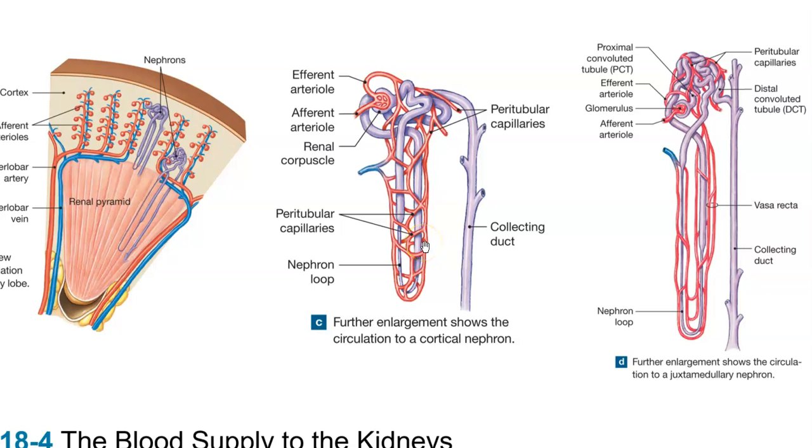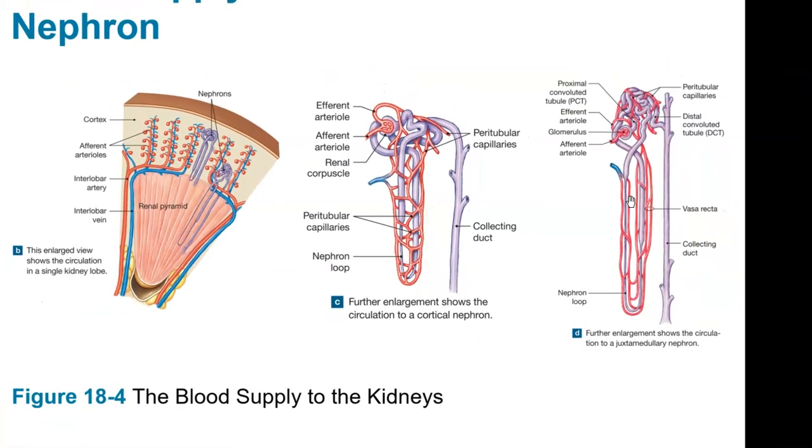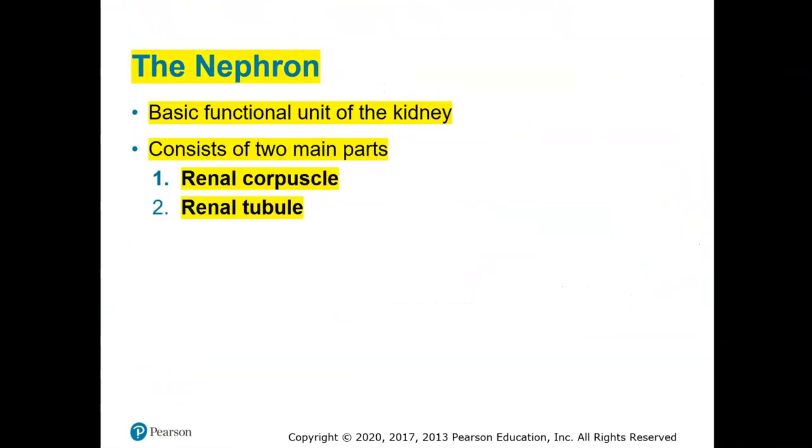And then the vasa recta, which, I'm sorry, we're looking at a cortical nephron here. This one is a juxtamedullary nephron. So a juxtamedullary nephron has vasa recta that run parallel to the actual nephron loop. Okay, and then the blood in the vasa recta ends up draining into the cortical radiate veins, and then follows the pathway that we've already gone over, all the way back to the renal vein.